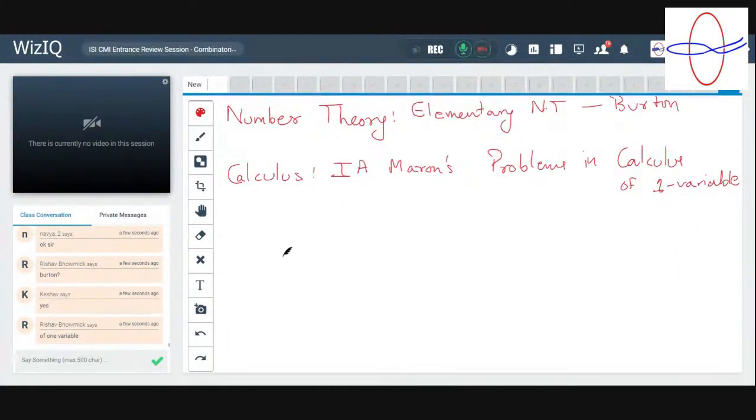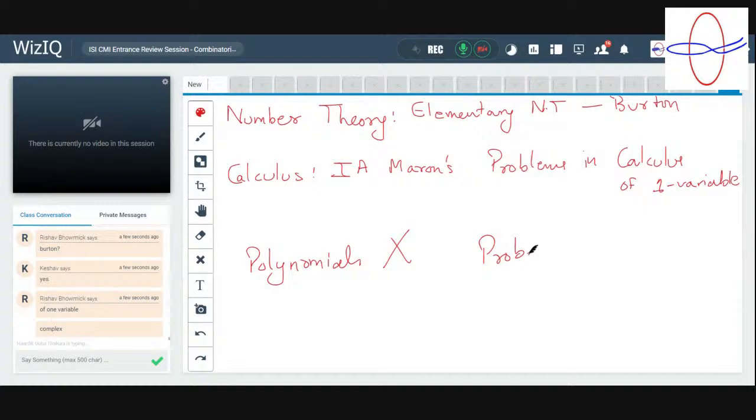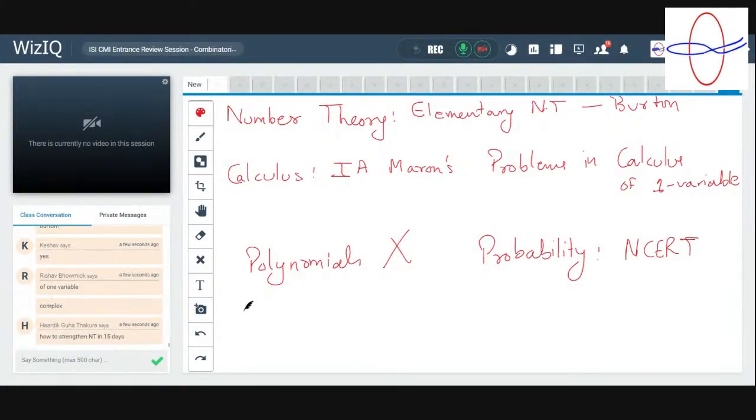For polynomials, don't read anything. You just need to know Vieta's relations and the few basic results I mentioned. Don't bother reading a book on polynomials. For probability, which is a famous topic, you do the NCERT stuff, 11th, 12th, whenever that was.